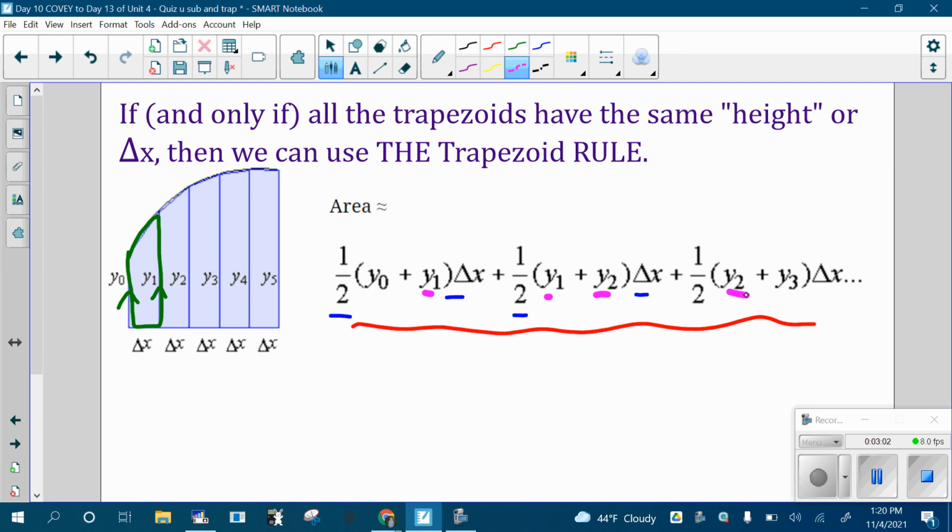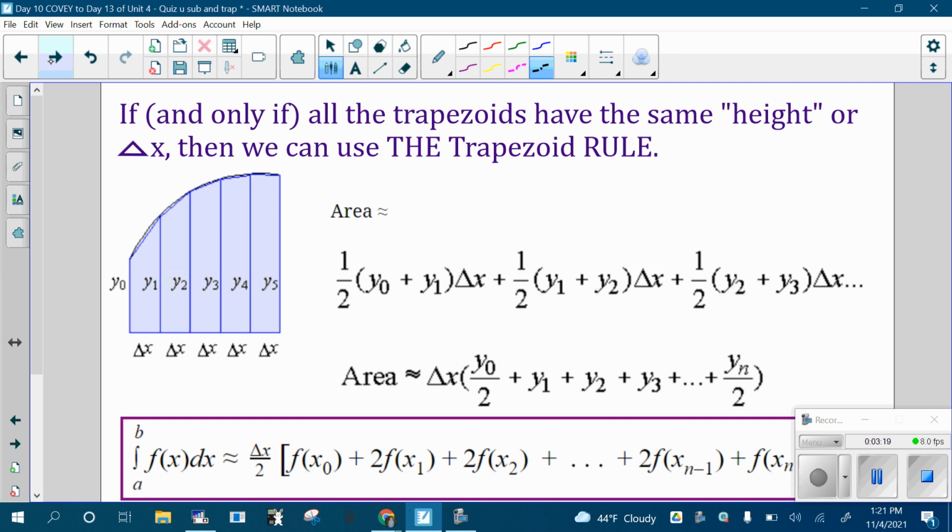This is the bottom of one trapezoid and the top of another, and this is the bottom of one trapezoid and the top of another, the bottom base and the top base, except for the two end ones, except for this one and this one. And so you can get a little formula, and the formula just looks like this.